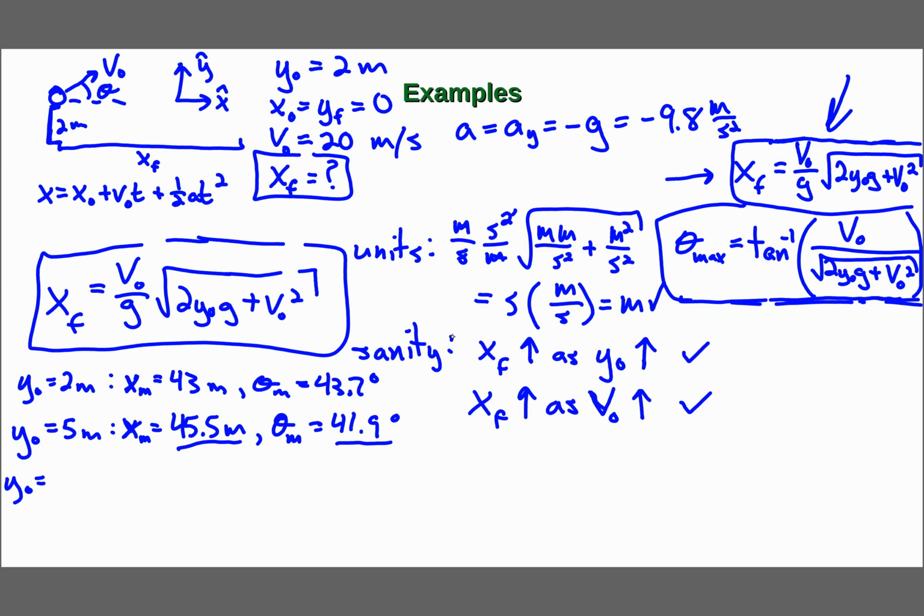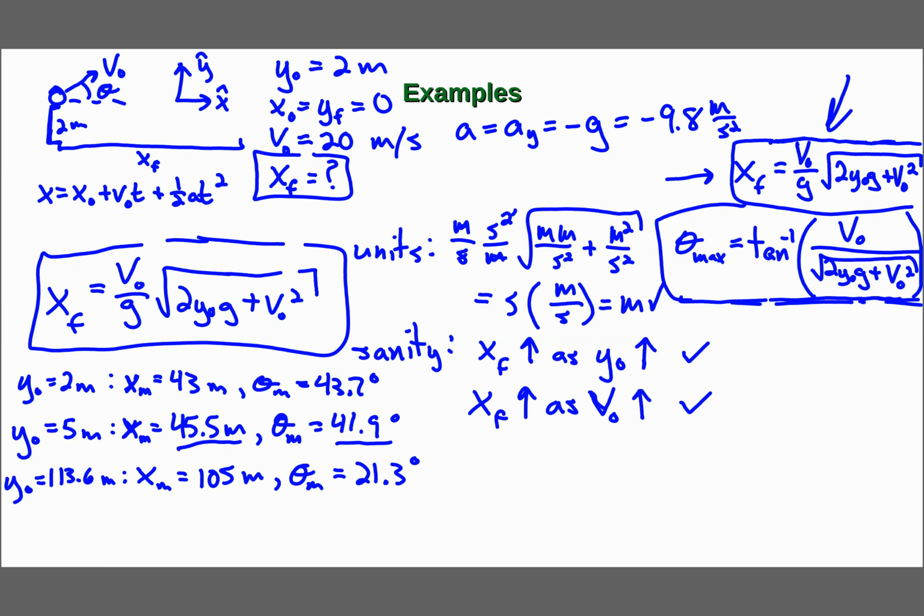So y naught equals 113.6 meters, okay? Then what is x max now? Now it's 105 meters. And in this case, theta m up here is equal to 21.3 degrees. So now we're getting a pretty flat angle to get max distance, okay? And now I'm throwing it much, much further. I'm throwing it 105 meters.